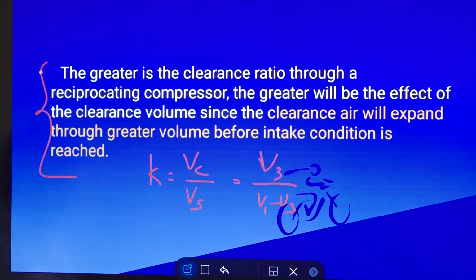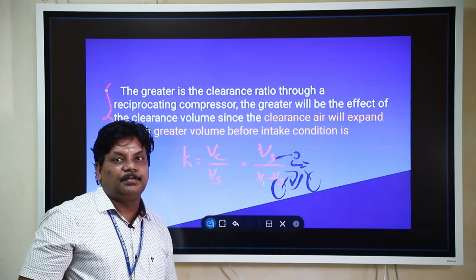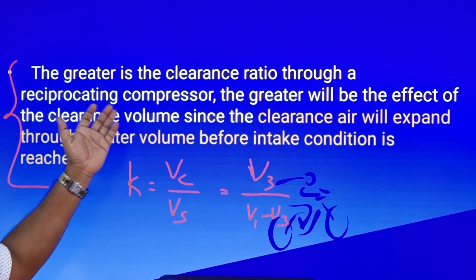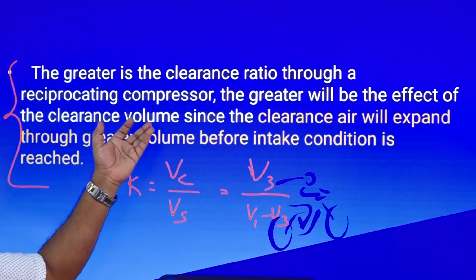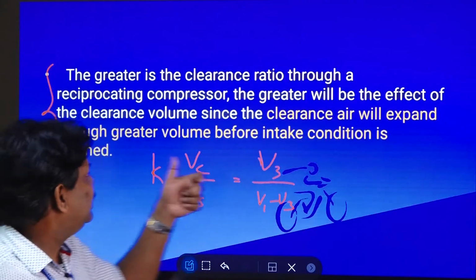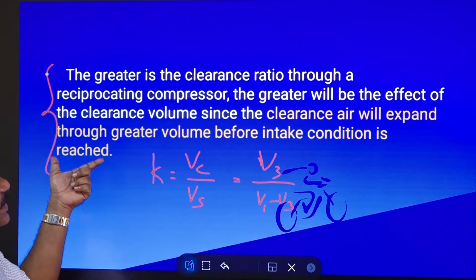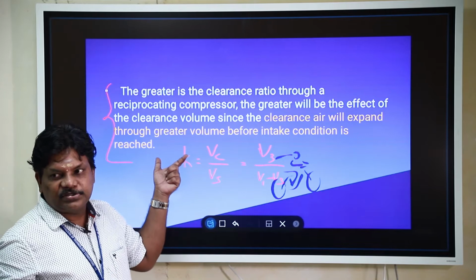So these are all the statements which you may get related to these compressors. You have to be thorough with these statements. So the greater the clearance ratio, through a reciprocating compressor, what will happen? The greater will be the effect of the clearance volume. Why? What is the reason for that? Because the clearance air will expand through the greater volume before the intake condition is reached. So that is the reason.